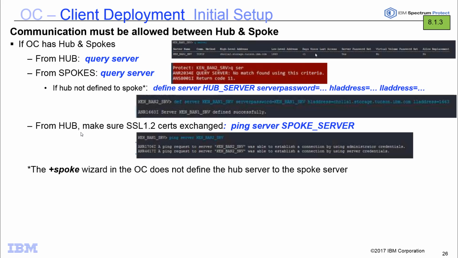So from the hub server, you do want to issue a query server and make sure that you see the spoke server. And then likewise from the spoke server, you want to issue a query server and make sure you have the hub server's definitions. And if you don't, you want to issue define server, the hub server's name, the server password, high-level address, low-level address. You also want to make sure that the hub and spoke server have exchanged SSL 1.2 certificates. And the easiest way to do this is to issue a ping server and then the spoke server name, and you would issue that from the hub server.